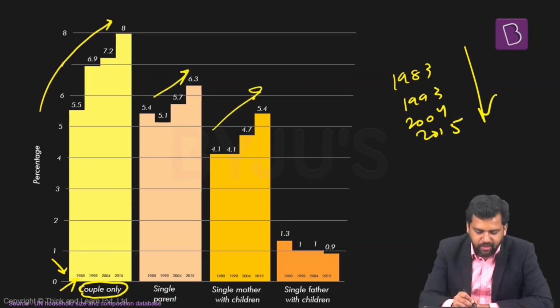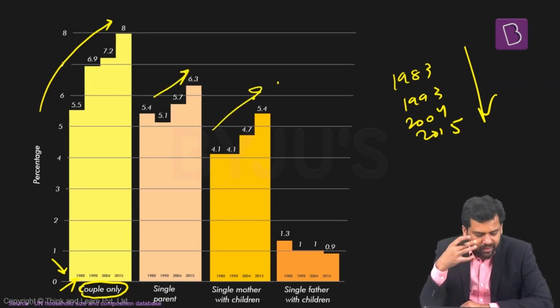Single parent families have also increased. Single mother with children has also increased. Single father with children has slightly declined. So couple-only families and single parent families have increased, something that we were already discussing. So this is how the transition is.